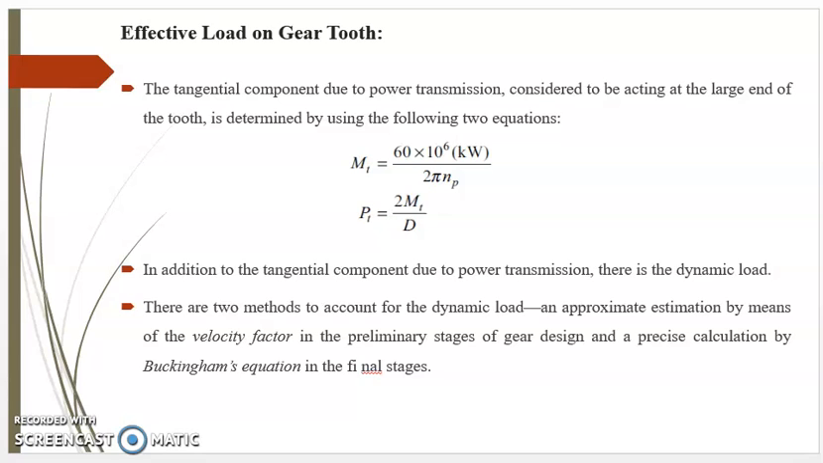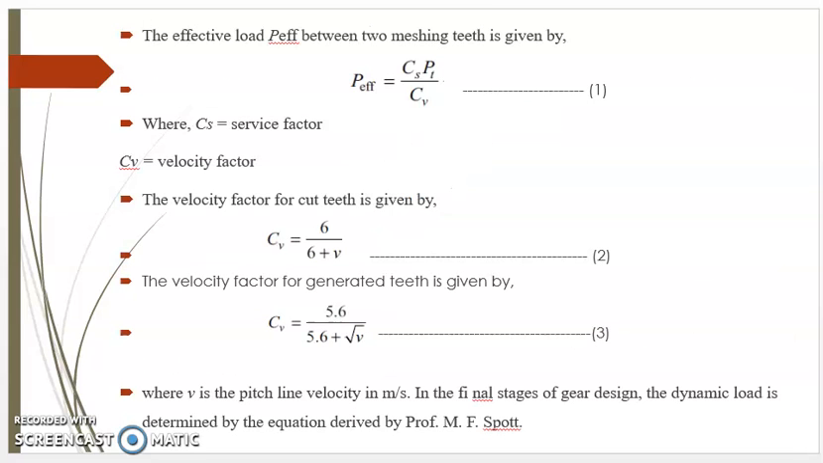In addition to the tangential component due to power transmission, there is the dynamic load. There are two methods to account for the dynamic load: an approximate estimation by means of the velocity factor in the preliminary stages of gear design, and a precise calculation by Buckingham's equation in the final stages. The effective load P effective between two meshing teeth is given by P effective = Cs Pt / Cv, equation 1, where Cs is equal to service factor, Cv is equal to velocity factor.